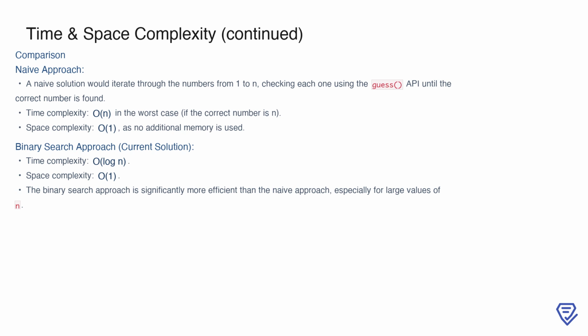In contrast, the binary search approach reduces the time complexity to O(log n) by halving the search range with each iteration, while maintaining the same minimal space complexity of O(1). This makes the binary search approach significantly more efficient, especially for large values of n, where the difference between O(n) and O(log n) becomes substantial.